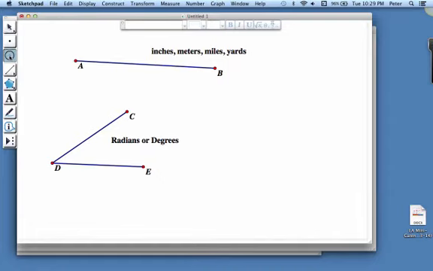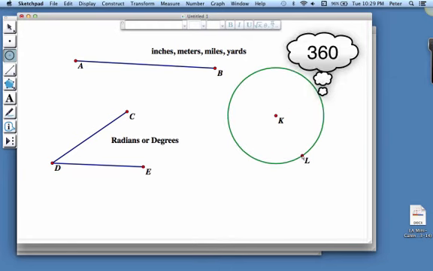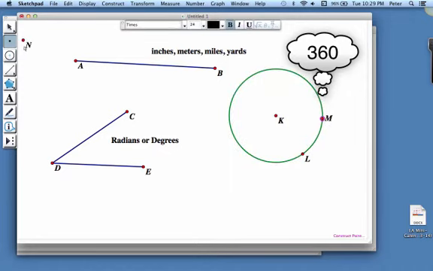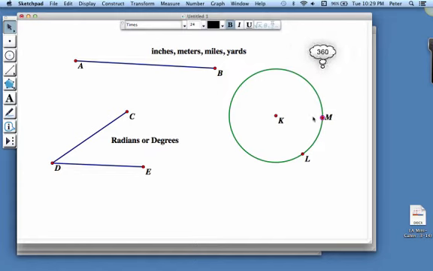At some point, you've probably been taught that there are 360 degrees in a circle. This is to say that if you rotated a point on a circle and came all the way back to the place where it started, it would have rotated 360 degrees around the circle.